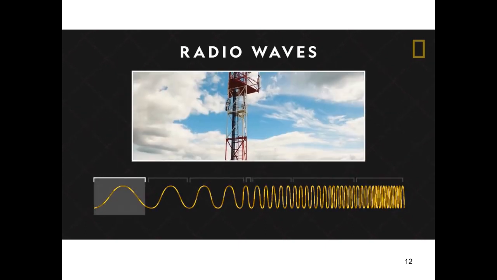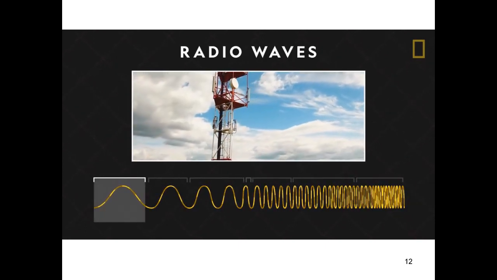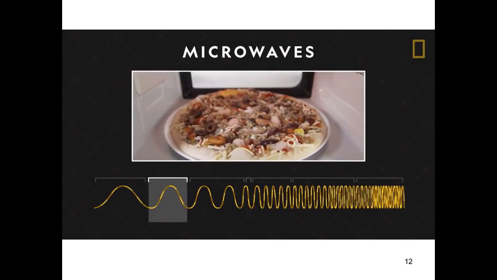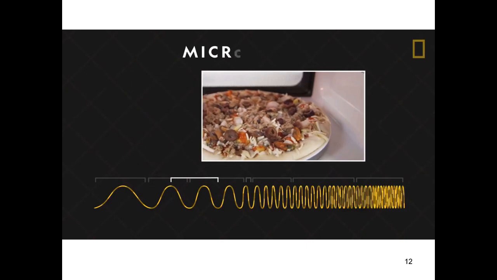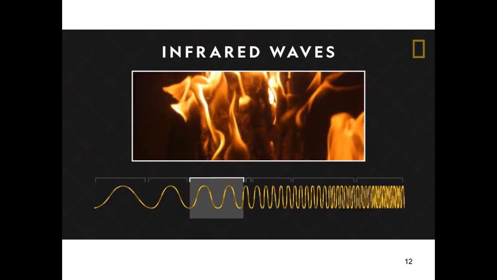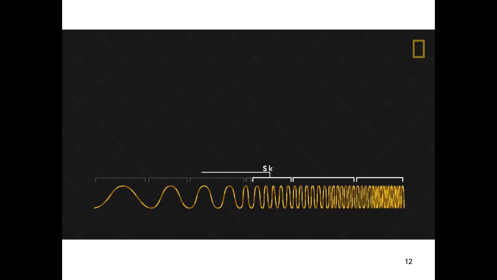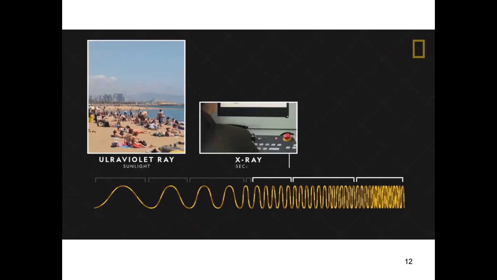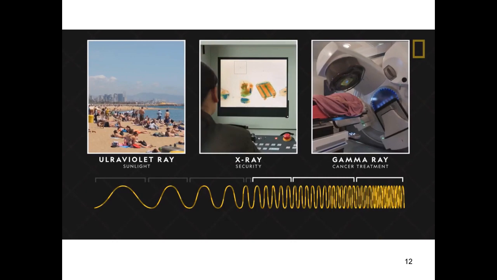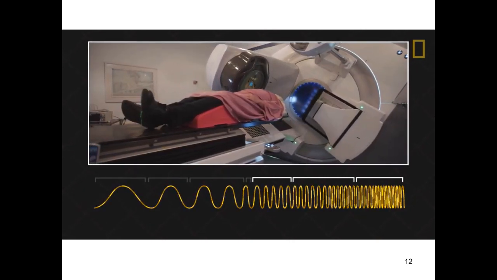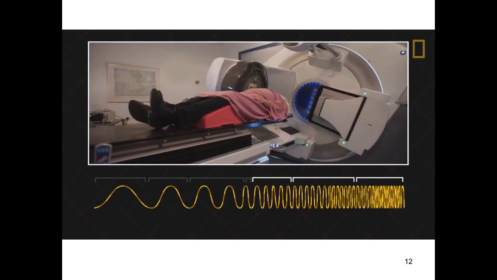On one end are long, low-frequency radio waves that broadcast television and radio signals, microwaves that carry telephone signals and cook food, and infrared waves emitted by fires. On the other are short, high-frequency wavelengths, ultraviolet, X, and gamma radiation. Unlike low-frequency waves, these waves can pass through the human body, making them useful for medical applications.